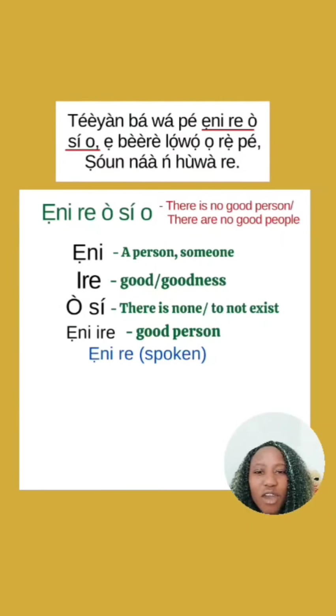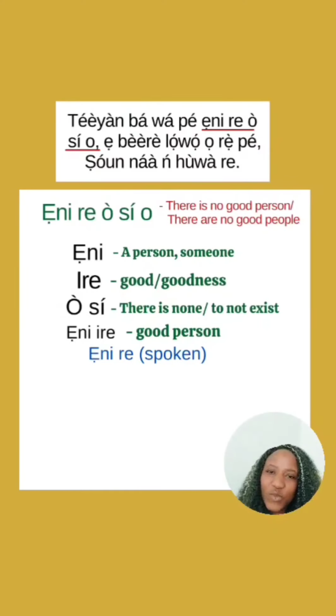So it's òsí. O in itself is an alphabet as well as a word. O means not. It is a word used as a negation in Yoruba. Enire òsí, and sí is to not exist. So when you put it together, òsí is used to say there is none or there is no existence. Enire òsí, there are no good people. So it's used as a negation.